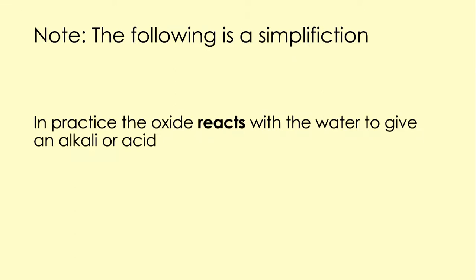Before we do this, you've got to realise that the following is a simplification. I've just noticed a spelling mistake there: in simplification, there's a missing A. If you take A level, you'll see it's a bit more complicated. At GCSE, we talk about the oxides being alkaline or acidic, but in practice the oxide doesn't dissolve in the water, it reacts with the water, and that gives a soluble alkali or a soluble acid. But for the purposes of GCSE, we just say the oxide is alkaline or it's acidic.